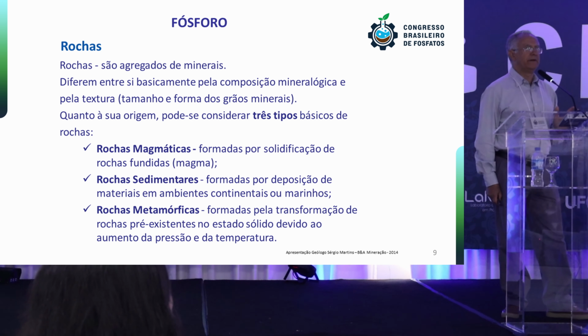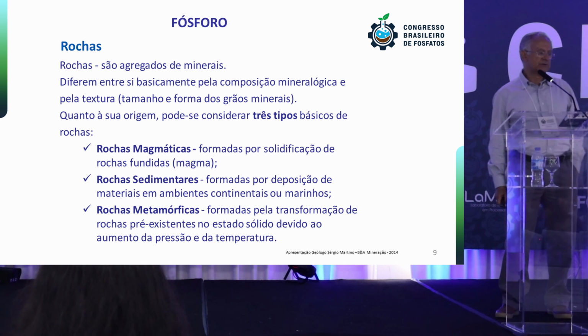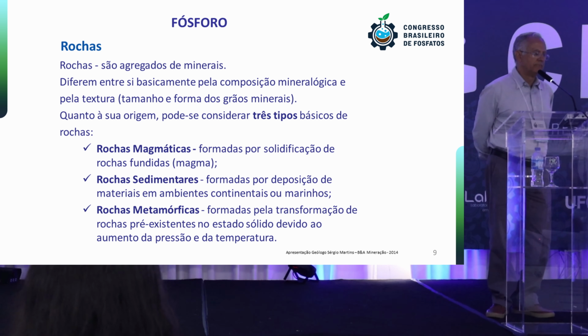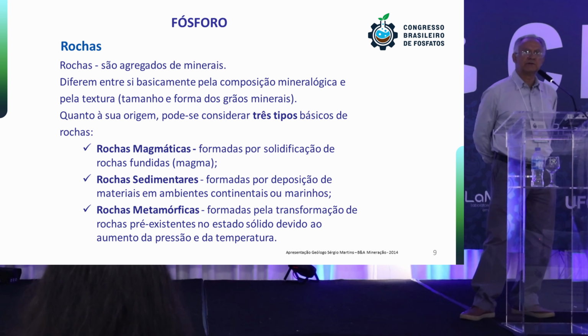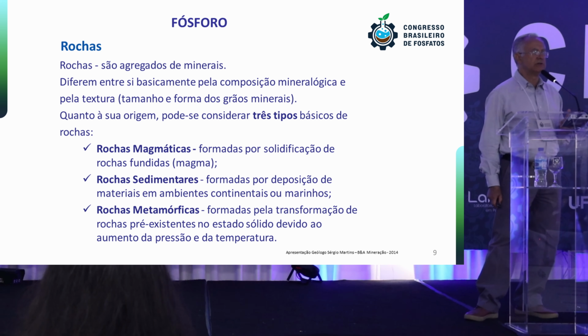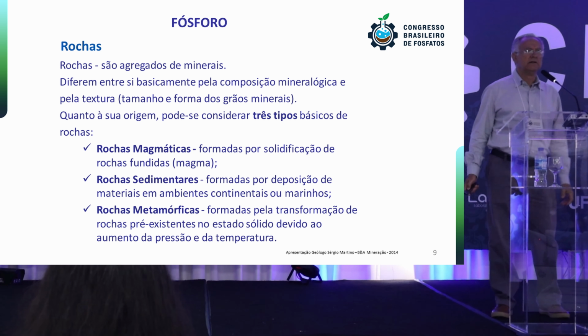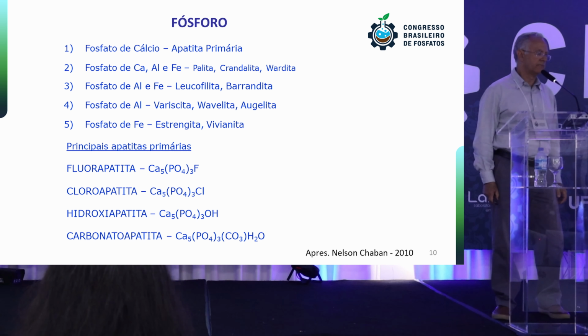Let's go to the P now, phosphorus. We have the rocks, especially the phosphate, classified in three types: magmatic or igneous, and Brazil represents a lot of these types of rock; sedimentary rock, of which Morocco is the main representative, the main producer; and metamorphic rocks that are at the interface between these two types of rocks.